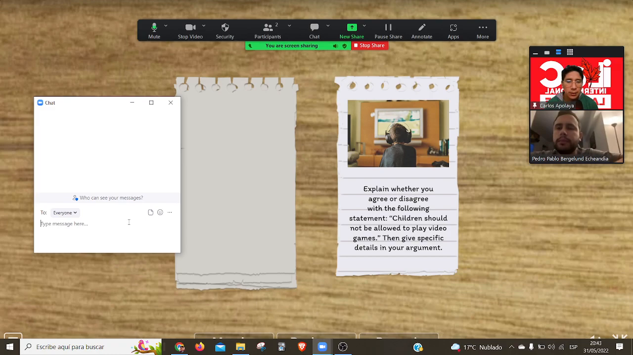Children not be allowed to play games. Okay, then you said it is proven, nice, because that's advanced, you know. It has proven or it is proven that children... It has been proven. Ha sido demostrado que, genial. It has been proven or it's been proven.